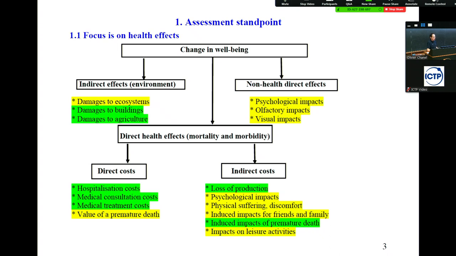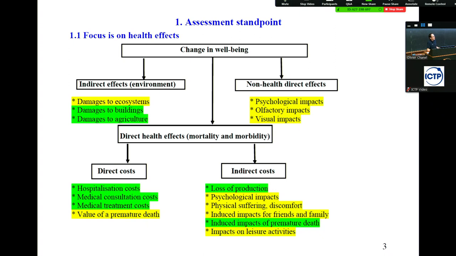to air pollution exposure. And these direct health effects are composed of direct costs, that is the costs that are directly linked to the air pollution exposure: hospitalization, medical consultation, medical treatment, and the valorization of a premature death, and then also indirect costs: the loss of production due to the fact that you can't work when you are ill, psychological impacts, physical sufferings, discomfort, and so on.